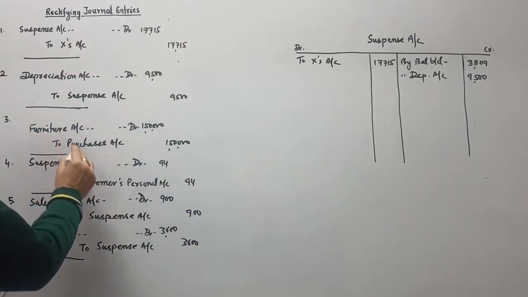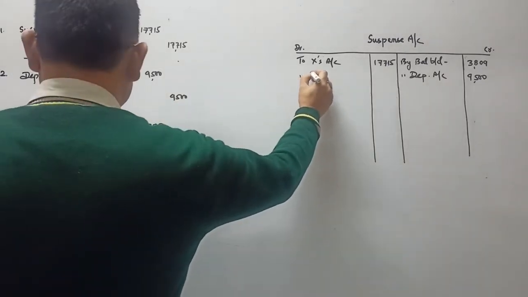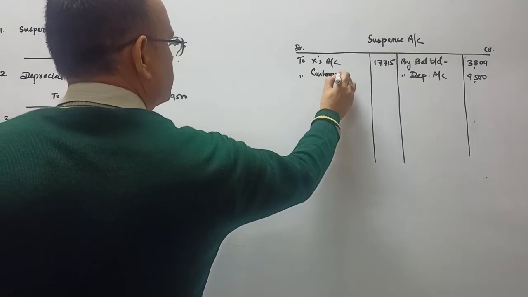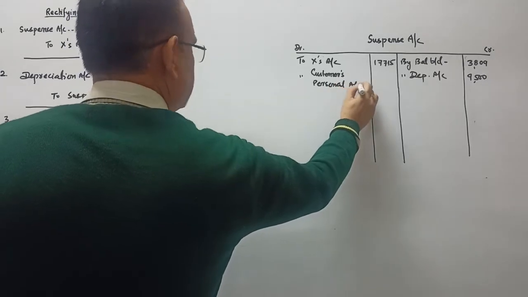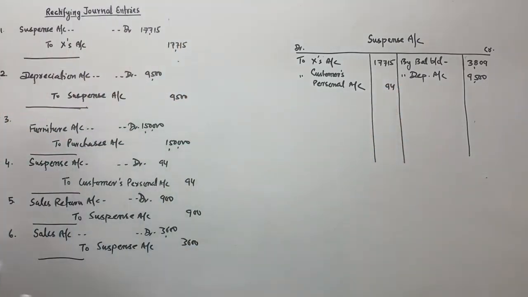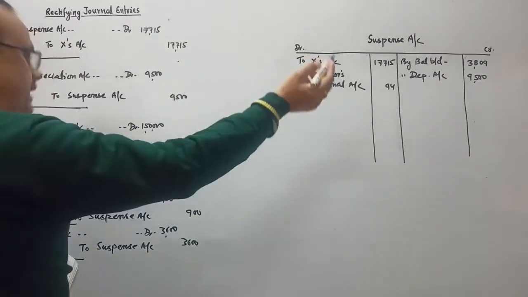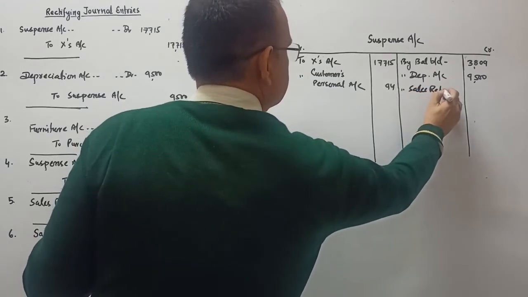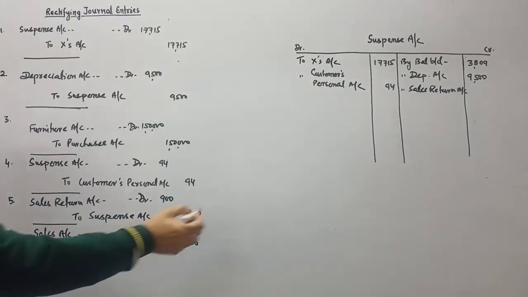Now here suspense is neither on debit nor on credit. Next suspense is on debit. So we'll write on the debit side to customers personal account, 94 rupees. Next is suspense is on credit. Sales return to suspense. So we'll do the posting in the credit side by sales return account. Amount is how much? It is 900.